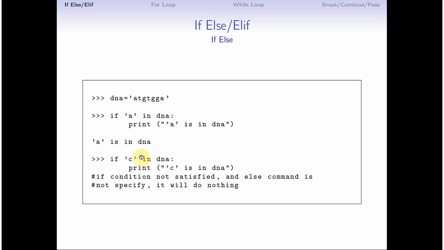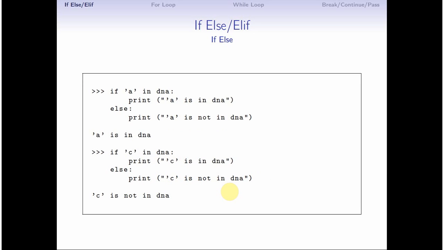If C in DNA, print C in DNA, this line. However, this DNA here doesn't have C. Even if you press enter, nothing will come out. If the condition is not satisfied and the else command is not specified, it will do nothing. If you never put the else statement, it will not do anything. So if you want to do something, you need to put the else statement. During tutorial, we'll go through more detailed examples.